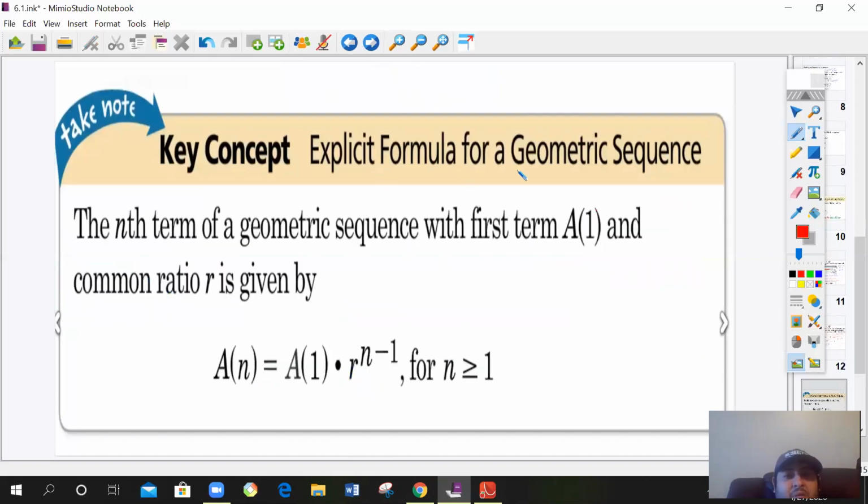Now we have the explicit formula for a geometric sequence. Like I mentioned, geometric is going to be multiplying or dividing, and here you're dealing with multiplying. A1 again is the first term that you started with, and n is basically your terms. And your r is the common ratio, which is what is being multiplied by, for any n greater than or equal to 1.